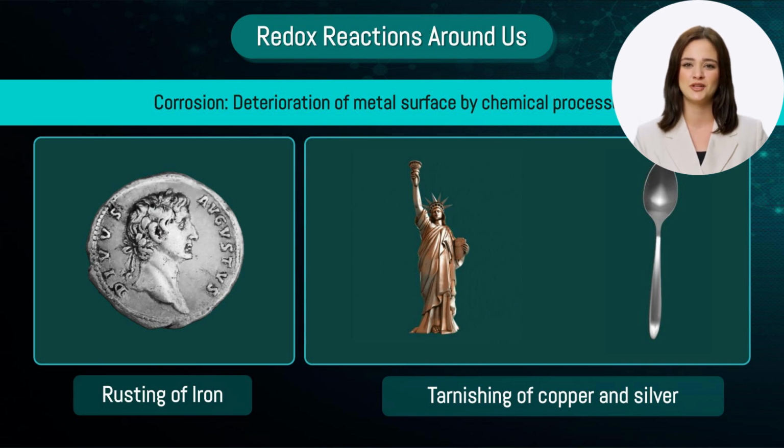Corrosion is a redox reaction where metals deteriorate due to chemical processes. Iron rusts when exposed to oxygen and moisture, forming iron oxide. Similarly, copper and silver tarnish as they react with sulfur compounds in the air, forming copper sulfide and silver sulfide, respectively. These reactions highlight the pervasive nature of redox processes in our environment. Other examples of redox reactions are coming up on the next slide.